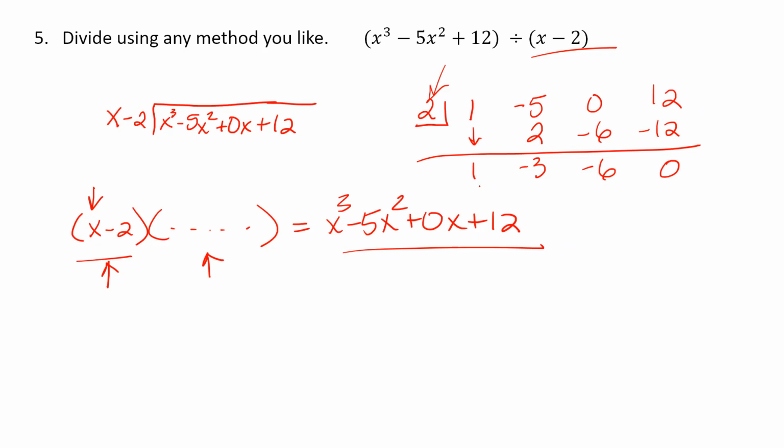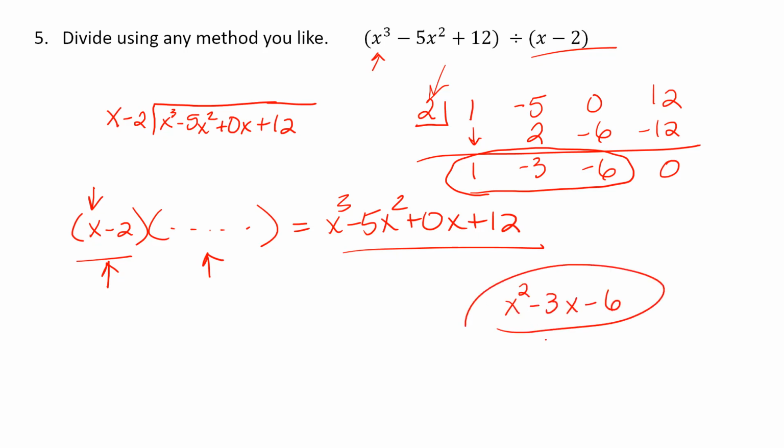So when you do this division, you get these coefficients. These are the coefficients of the quotient, and the quotient will have a degree 1 less than you started with. So this will be 1x squared minus 3x minus 6. That will be the quotient when you do this division.